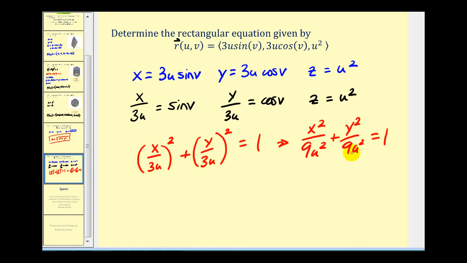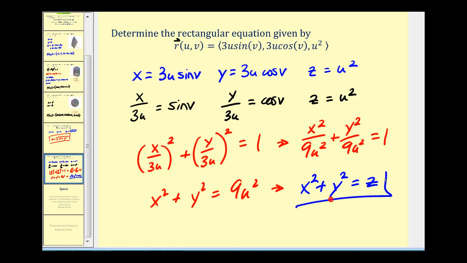Now let's go ahead and multiply everything by 9u squared. So that'll give us x squared plus y squared equals 9u squared. But guess what? u squared is equal to z. So we know that x squared plus y squared must equal z. And we have our rectangular equation for the given parameterization.